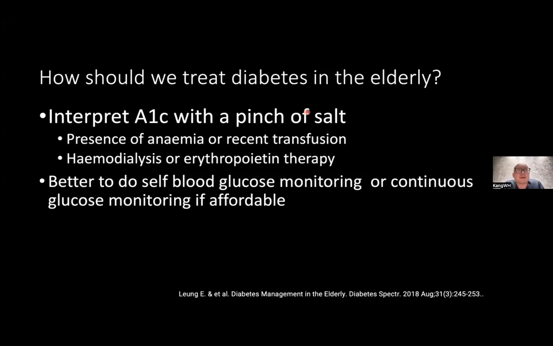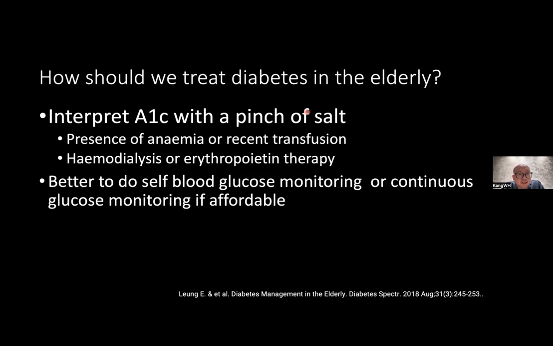Another thing is that when we see patients, we should always interpret the A1C with a pinch of salt. A1C in the elderly may not be an accurate parameter because they may have other comorbidities. They can falsely lower the A1C. For instance, most of them are anemic. They may have a concurrent nutrition issue. Some may have malignancy, and some of them may have had a recent transfusion, which may render the A1C inaccurate. Also, most of the elderly may have renal problems. They may end up with hemodialysis, or they're on erythropoietin therapy, which may cause the A1C to be inaccurate.